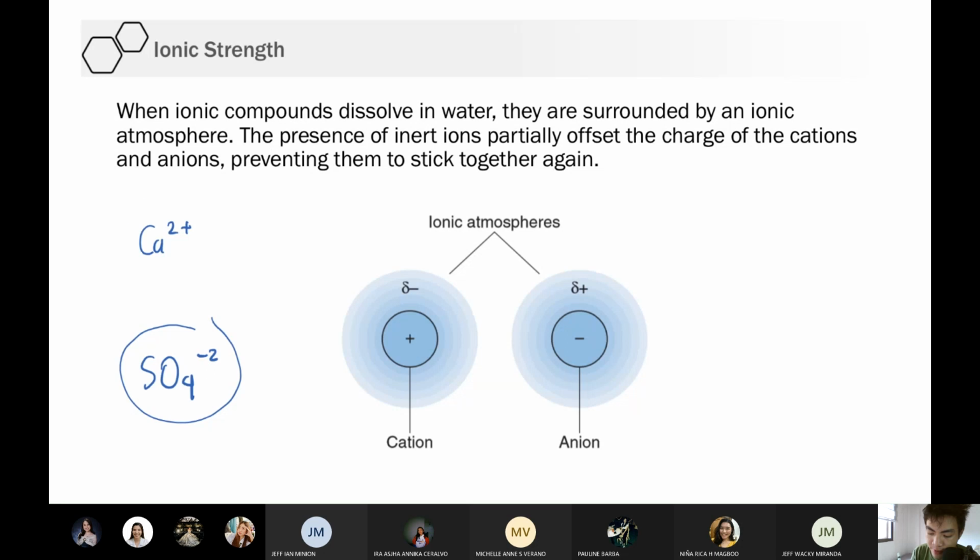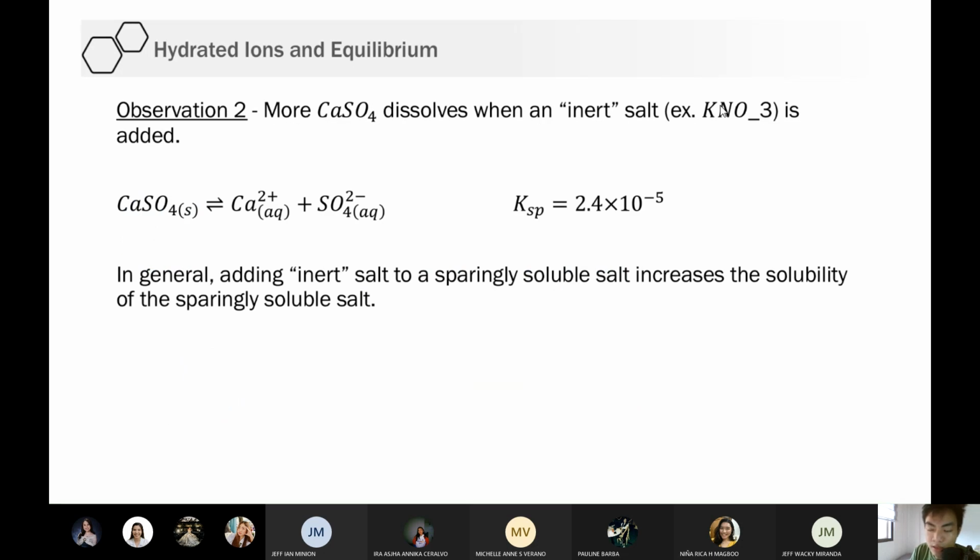So suppose we have a sphere for calcium ion and sulfate ion. The reason why they turn back into precipitate is that when their ionic spheres come together, they reform the solid precipitate. However, according to this problem, when we add inert salts, we produce more ions instead of them going back to the precipitate form.